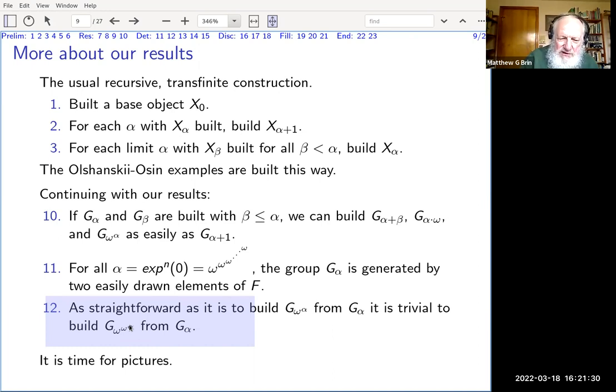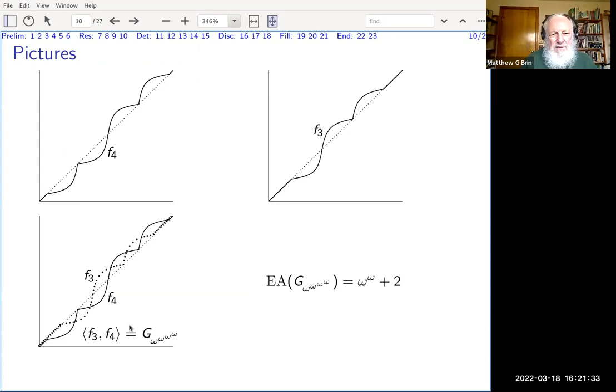So as it says, it's time for pictures, and here are some pictures. I said all of these groups are groups of homeomorphisms of the unit interval. Here we have two homeomorphisms. This one is called F4 because you see 4 wiggles. This one is called F3 because you see 3. Here you see the two of them together, and this happens to be the group corresponding to G sub omega to the omega to the omega to the omega. And it has EA class omega to the omega, and there's the promised +2.